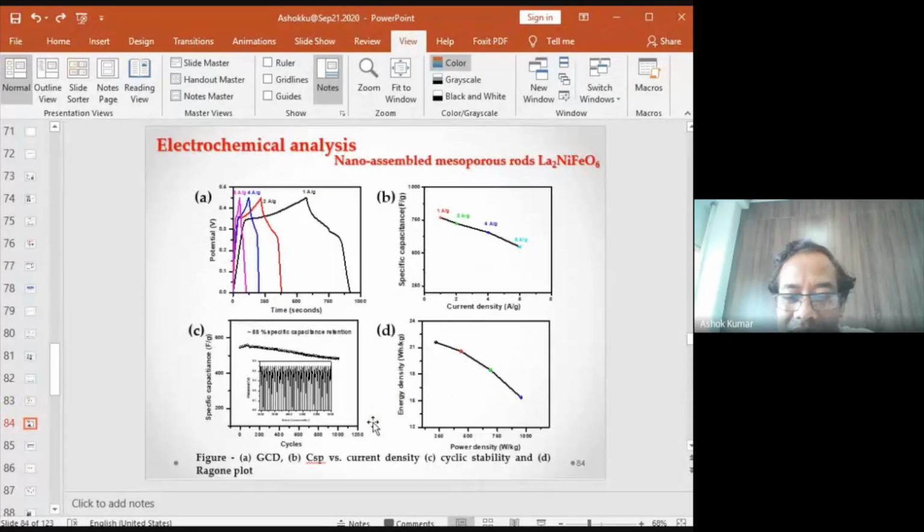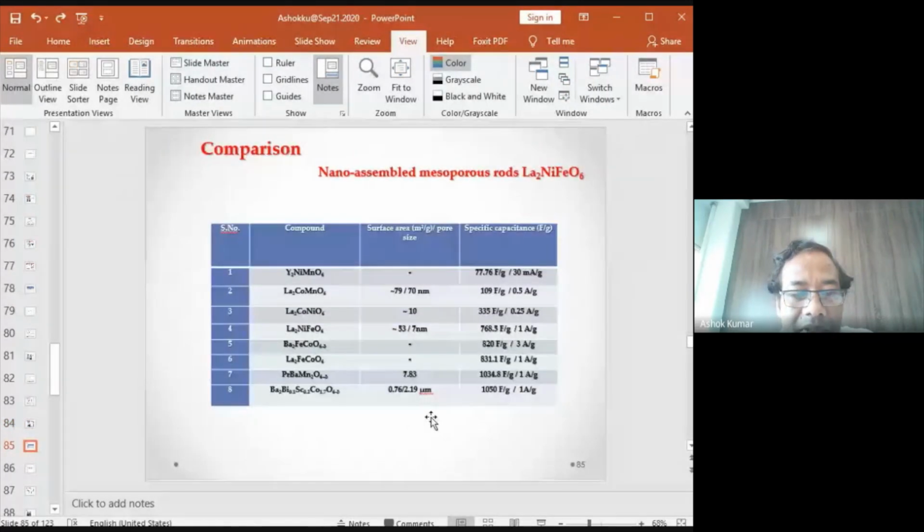And then we have electrochemical analysis again for this material. I will go a little faster now. And then we have nano-assembled nanoporous rods for this. You can compare our study with the literature. So you can see this La2NiFeO6 like here.